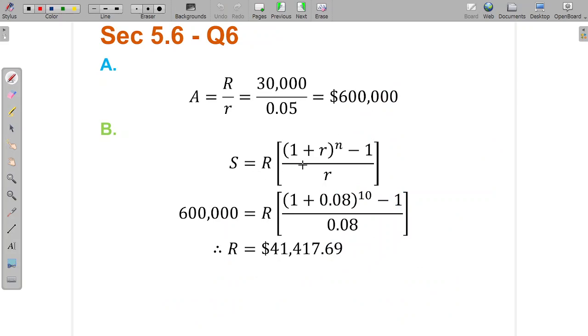So then we solve. This is the perpetuity part, and this part is the annuity part for 10 years. So we equate these two together, and then we get our value. Okay, so please ensure that you understand.